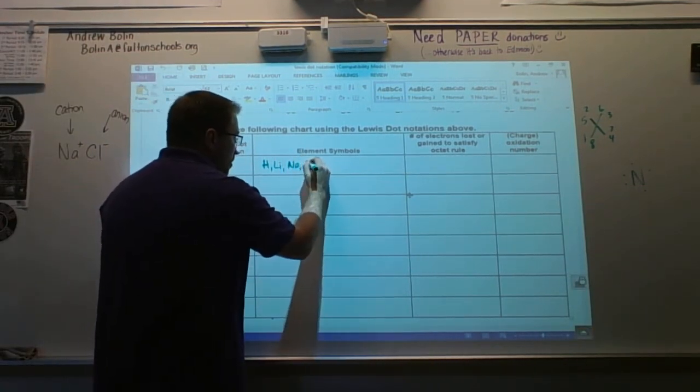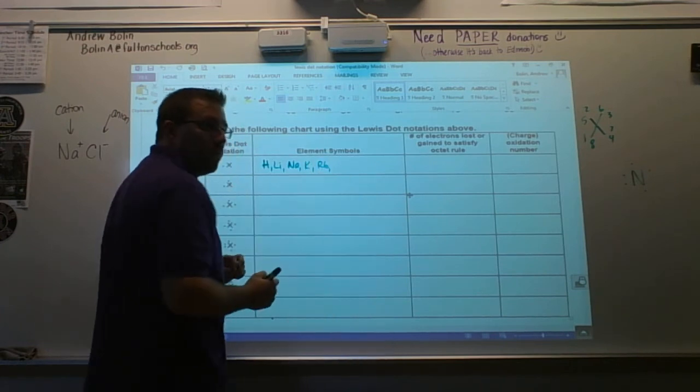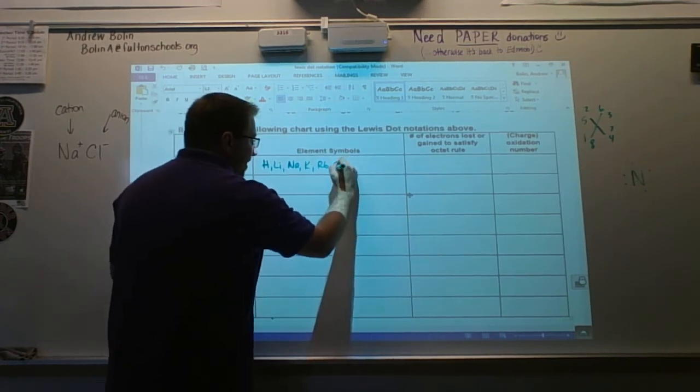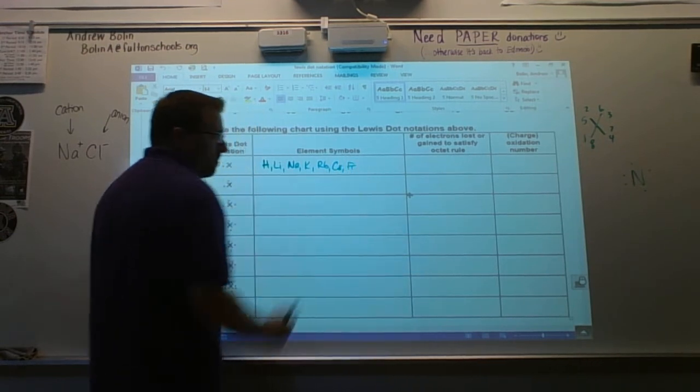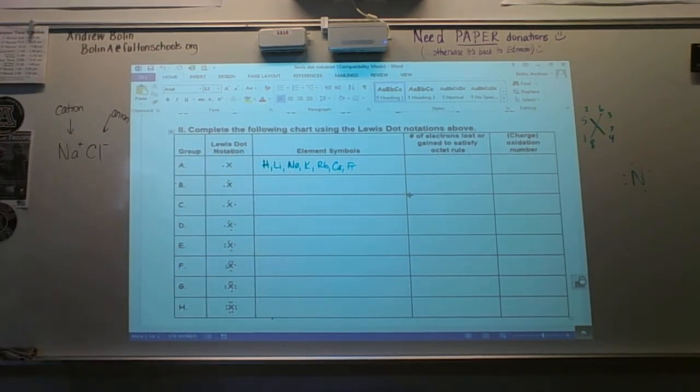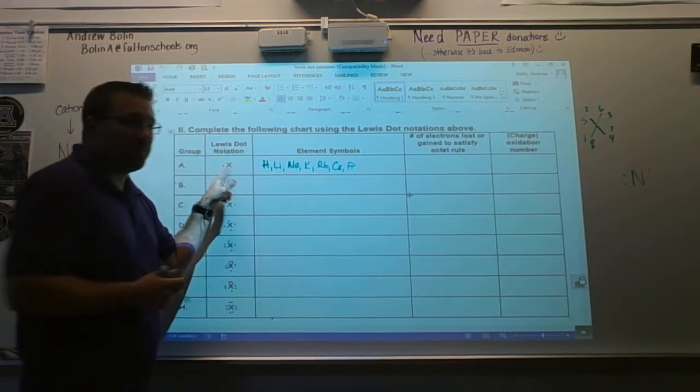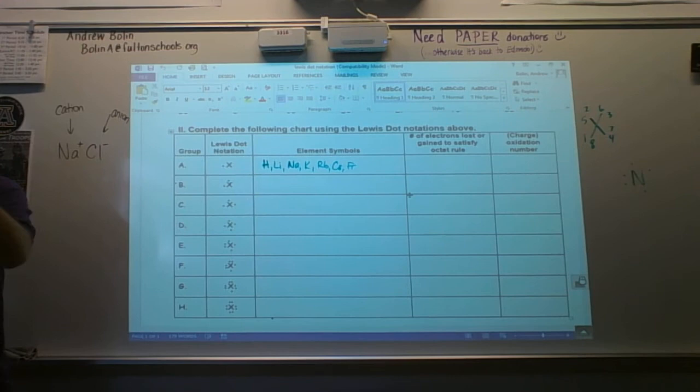Rubidium. Potassium. Cesium. Francium. How do you pronounce the Rb? Rubidium. All right, so now you've written all of the elements that correspond to one valence electron.